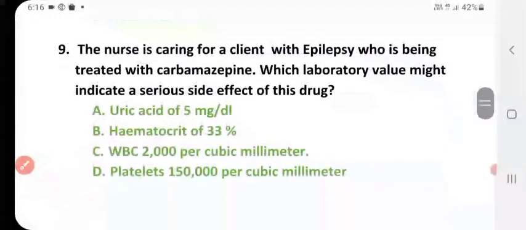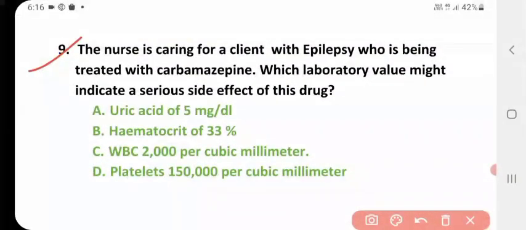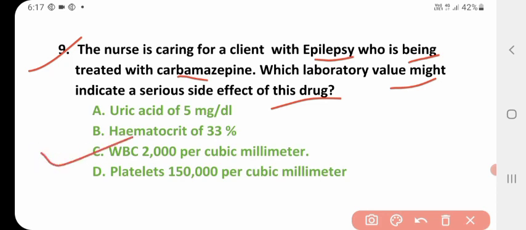Next, question number 9. The nurse is caring for a client with epilepsy who is being treated with carbamazepine. Which laboratory value might indicate a serious side effect of this drug? Uric acid of 5 mg, hematocrit of 33%, WBC 2000 per cubic millimeter, platelets 150,000 per cubic millimeter. The right answer is WBC 2000 per cubic millimeter, option C.